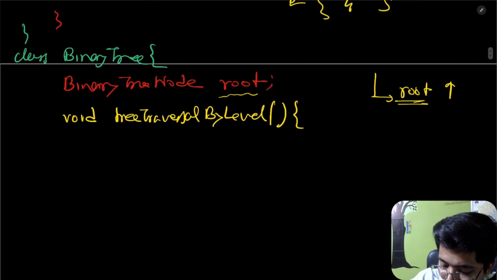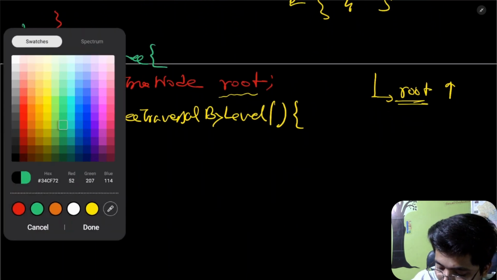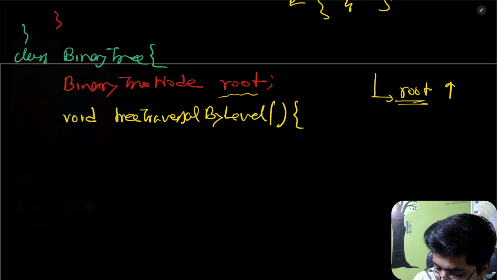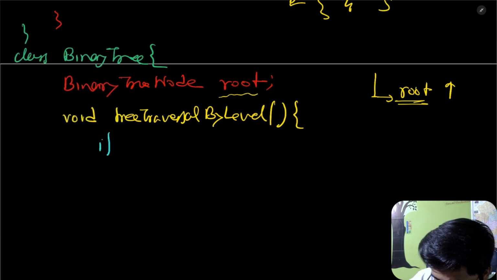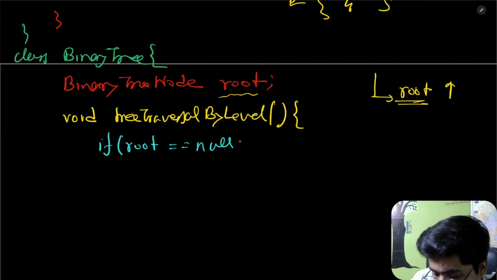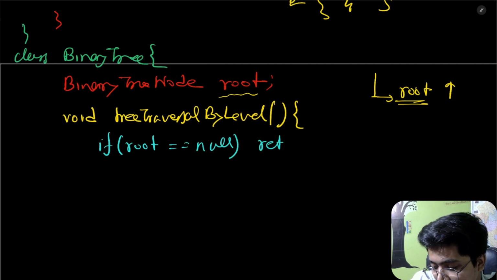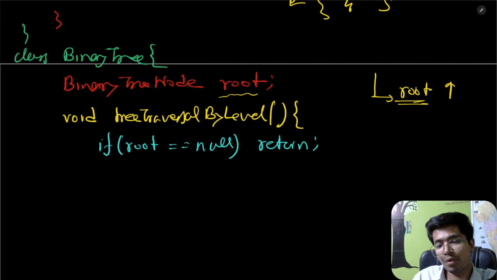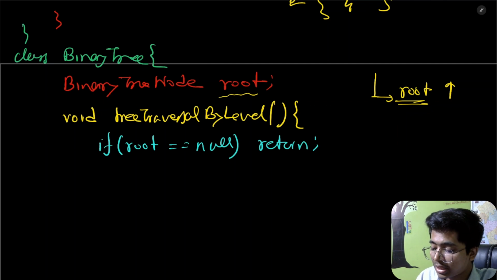So first we'll be checking if root equals null. If initially the root equals null, we simply return from the program. So the program will stop from here. So that is the first condition.